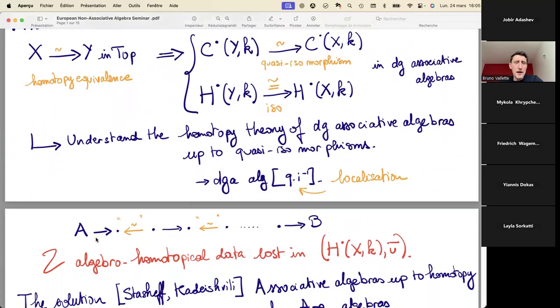Okay, so actually, instead of having just arrows, we consider zigzags of arrows, where arrows going in the wrong direction can exist, but they have to be quasi-isomorphisms. So, inverses of quasi-isomorphisms.